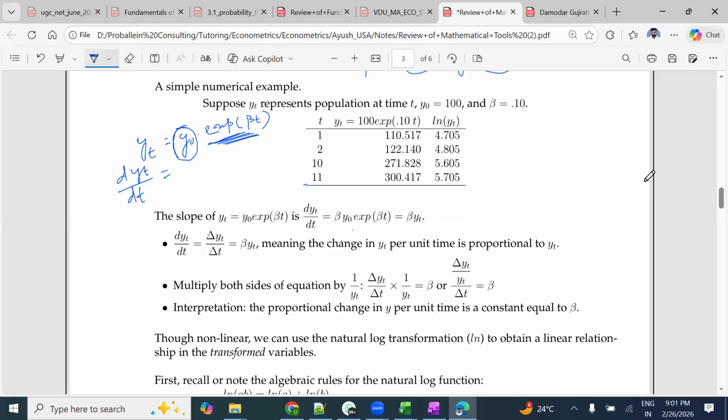Yes, ma'am. It means you should be able to find out the slope is beta times yt. Okay, and what is the interpretation? What it is saying is dyt upon dt is equal to delta yt upon delta t, which will be equal to beta yt. That is, the change in yt per unit time is proportional to yt.